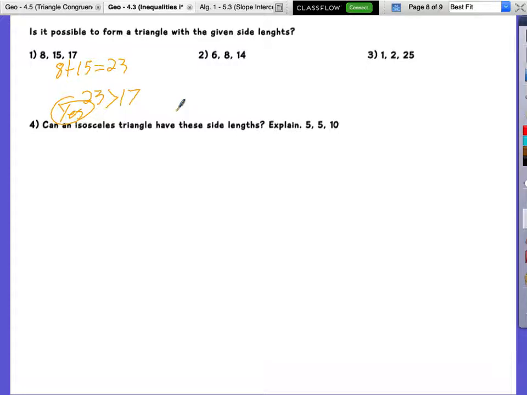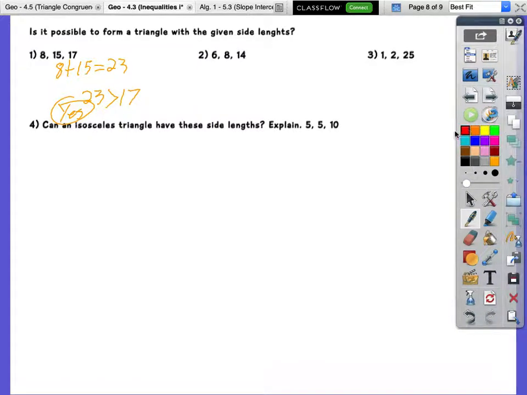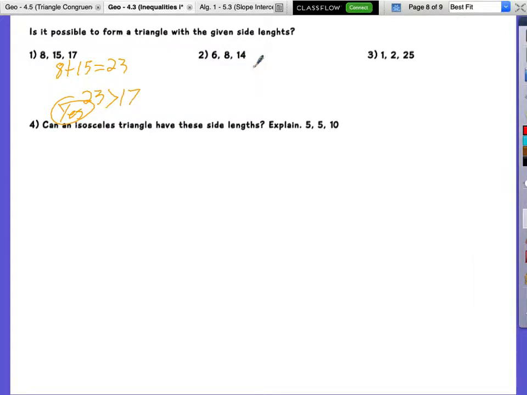If we check the two smallest sides, then we don't have to do the others. Okay? And one way I want us to format this, I think it might help us, or you guys can do it this way if you want as well, is what are the two smallest sides of number 2? 6 and 8. And we're going to say 6 and 8 is something compared to the biggest side, 14.